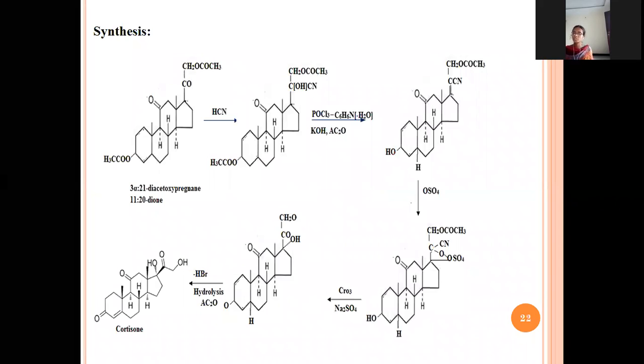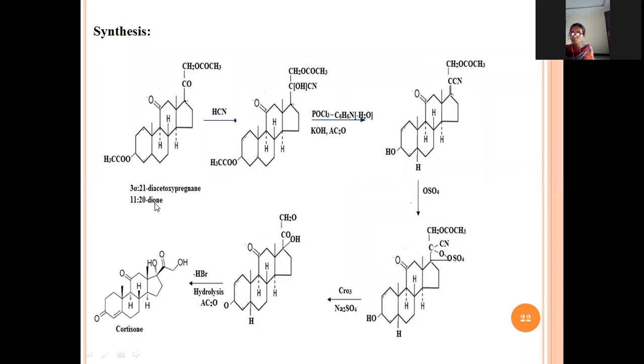Next, synthesis. Here 3 alpha, 21 diacetoxypregnane, 11,20 diol is the starting material, in the presence of hydrogen cyanide. Here in the 17th position, the oxygen group is replaced with a hydroxyl and cyanide group, to get the intermediate compound.